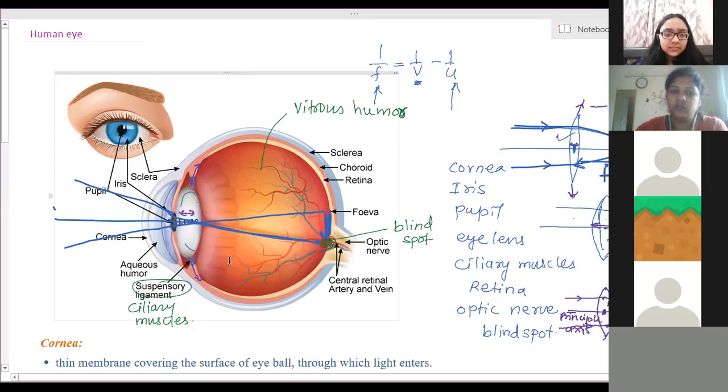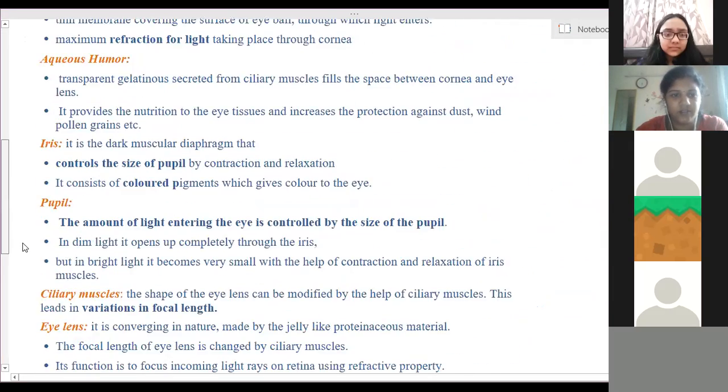Okay. Now the outer bulged part of the eye is called the retina, which is the screen of the eye, where the image is formed. The image is formed on the screen, that is the retina.